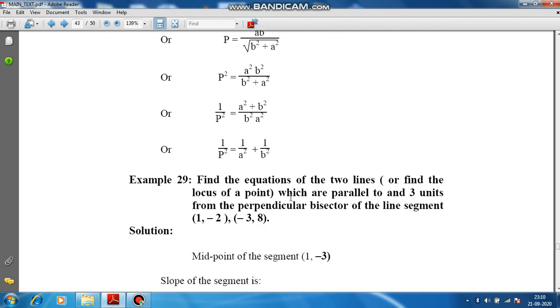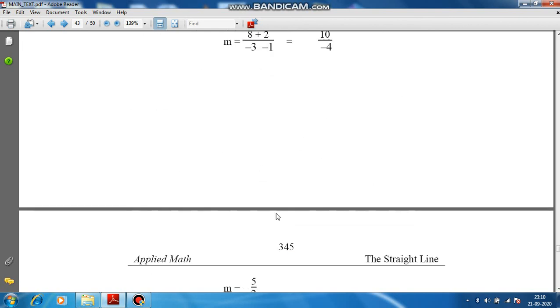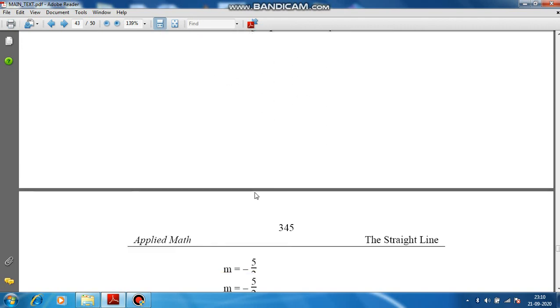So this is the solution of this problem. Now another problem is, find the equations of the two lines which are parallel to and 3 units from the perpendicular bisector of the line segment. So we are skipping this problem.